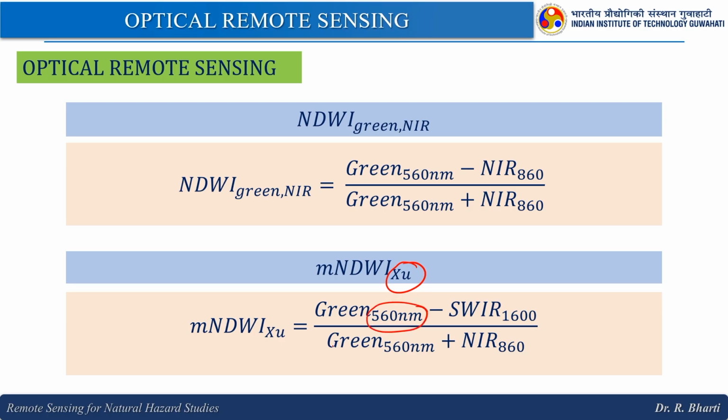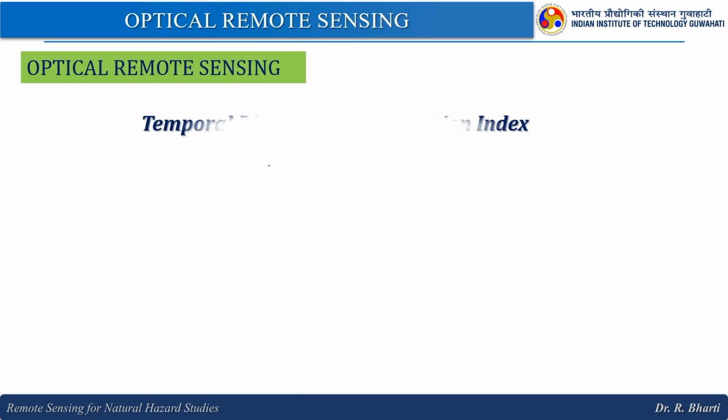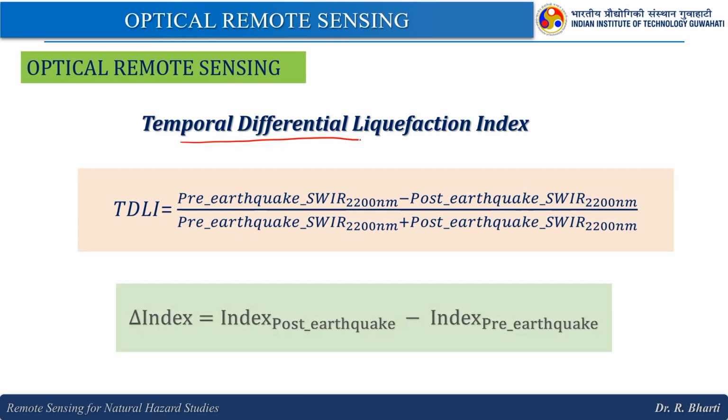So, 560 nanometer and 1600, and here you have 560 nanometer and 860, right. So, this will not be the normalized one, but this is MNDWI Zhu, right. Then comes the temporal differential liquefaction index, TDLI, this is very popular.